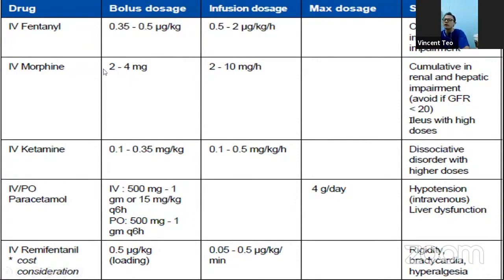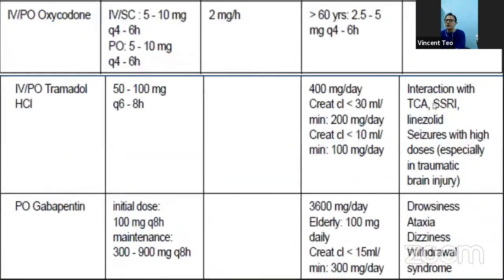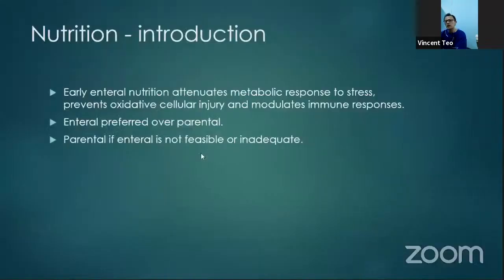So that's like what I mentioned earlier. Morphine, the concern would be patients with hepatic and renal impairment, and for fentanyl, they will accumulate with time. So other things like oxycodone and gabapentin, which is not really commonly used, and the use of tramadol is helpful as well as part of the adjunct.